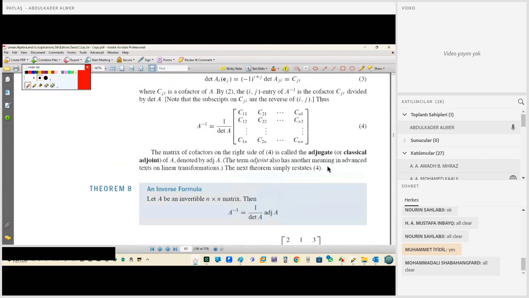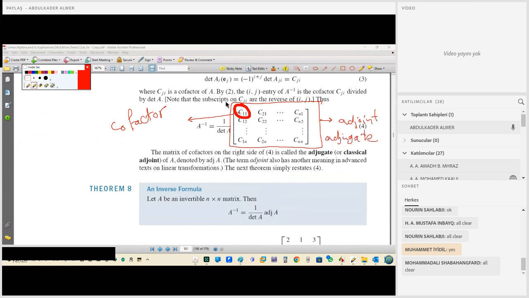So this is C11, called the cofactor. All of these are called the adjoint method or adjunct. So what is C11? How can we calculate C11? You have something very important. See this.